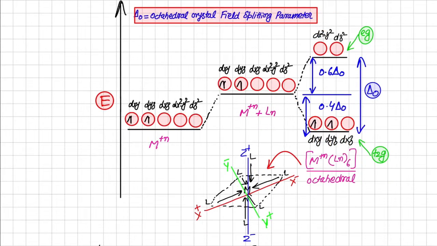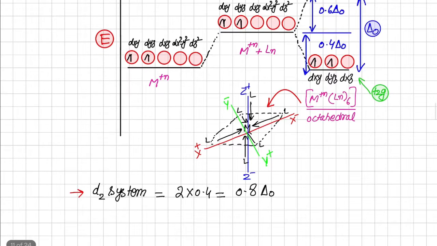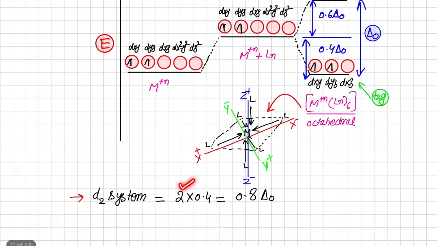Now to calculate the CFSE value for the d2 system, meaning elements which have two electrons in their d orbital, such as titanium +2 form, zirconium +2 form, and hafnium +2 form, all these elements constitute the d2 system. These electrons will be placed here, then here, and the second electron will also go in the lowest possible energy level. Now if we calculate the energy, there are two electrons, and for each of dxy and dyz, the CFSE value is 0.4.